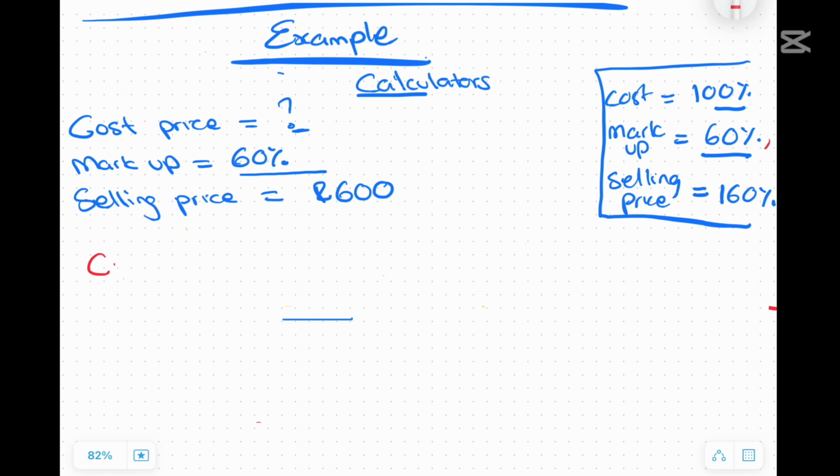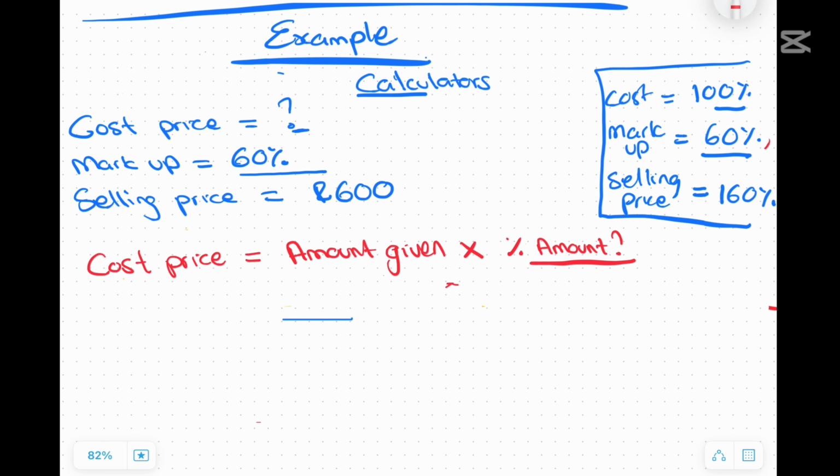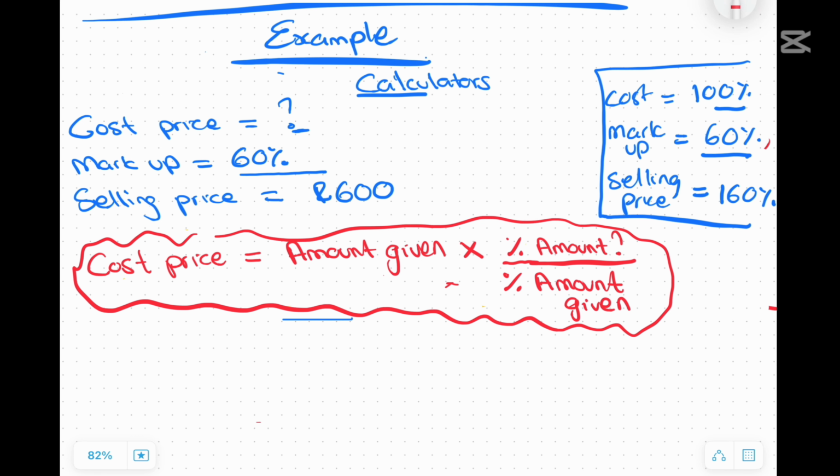This formula is important. It is vital for you to not forget this formula. So the formula is cost price equals to amount given multiplied by the percentage of the amount missing, or the amount you are looking for, divide by the percentage of amount given. Okay, so that is your formula. Make sure that you know it off by heart.